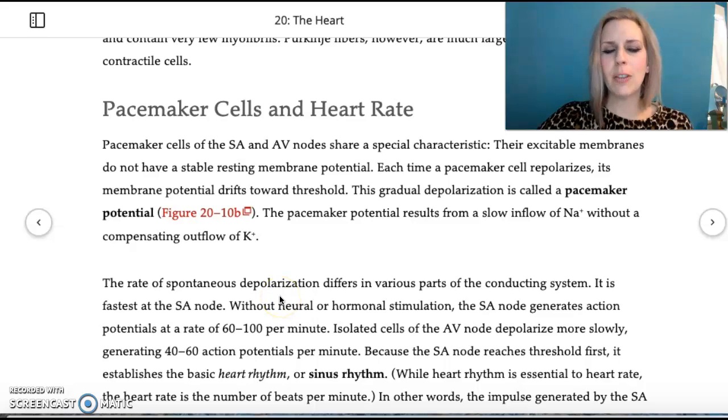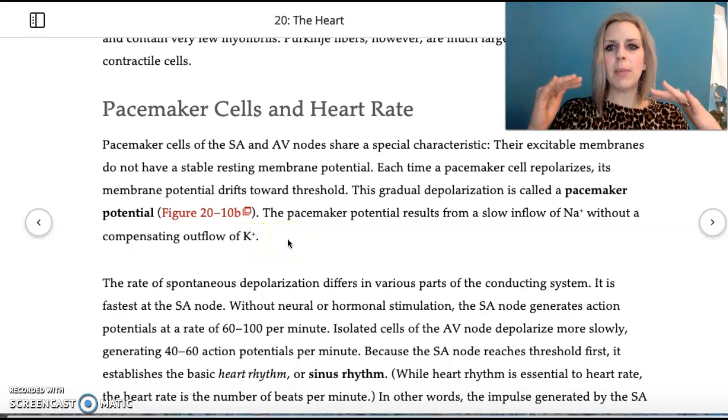This pacemaker potential that we're talking about is going to be this slight drift towards that threshold, right, that we just saw in the graph. Now, that gradual depolarization that's occurring is going to be because of this slow inflow of sodium. And you have a slow inflow of sodium without this compensating outflow of potassium.